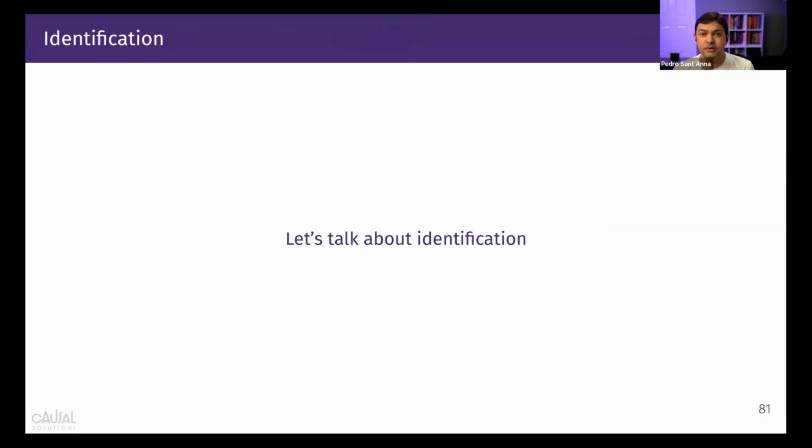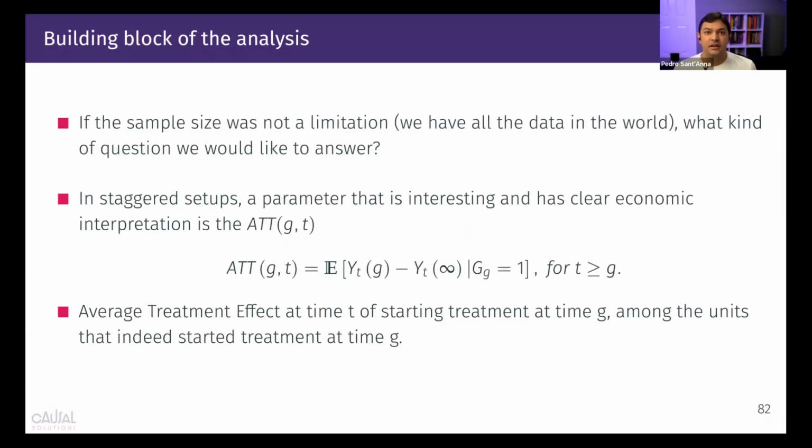As I said, we're going to split this complicated problem into smaller tasks that are easy to digest. The first task is about identification. What do I mean by that? When I talk about identification, let's abstract away from sample size limitations. I'm going to dream that I have so much data that I'm not even going to bother with that. In that world, in which I have all the data I can dream of, what is the building block of my analysis? What kind of questions would I like to answer?